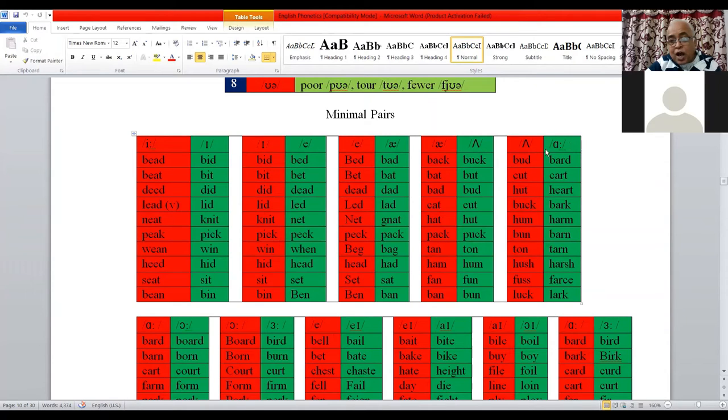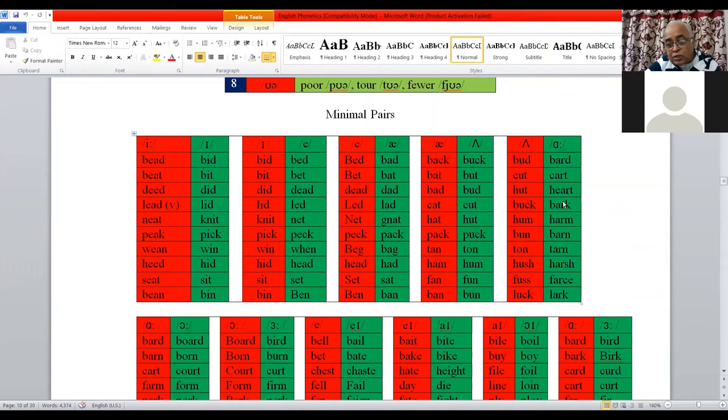Vowel number 6 is A. You see, these colon marks are there, these two dots are there. So this is long. Bard, cart, heart, bark, harm, barn, ton. See how we pronounce T-O-N, ton. T-O-N is not ton, it's ton. Hush, harsh, fuss, fast, luck, lark.